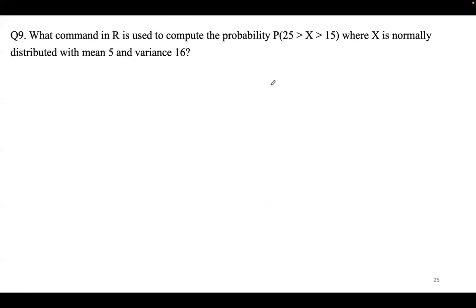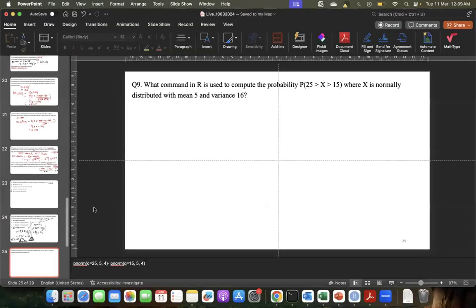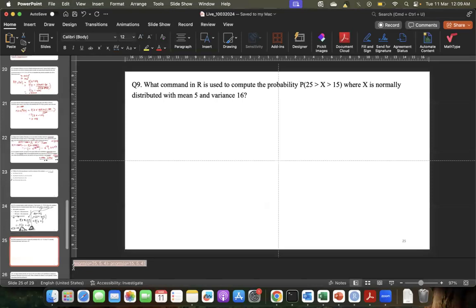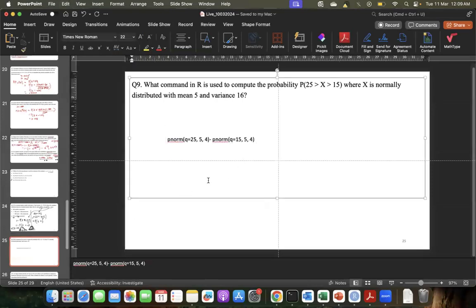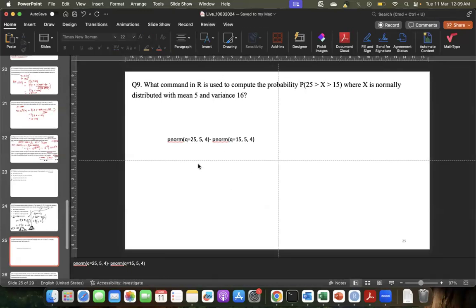P norm, yes, correct. P norm, 25, comma, mean is equal to 5, comma, and SD is equal to 4. Minus, same thing is repeated, instead of 25, 15 is the complement. Perfect. So exactly this is what you're saying, right? Yes. Cool. All right, great.